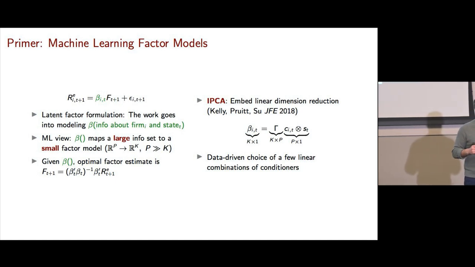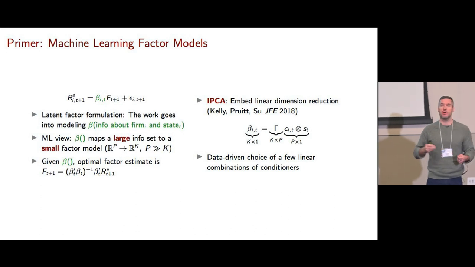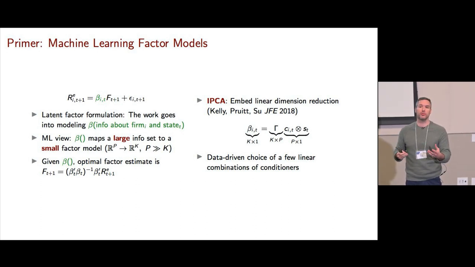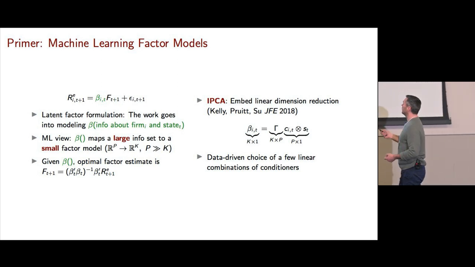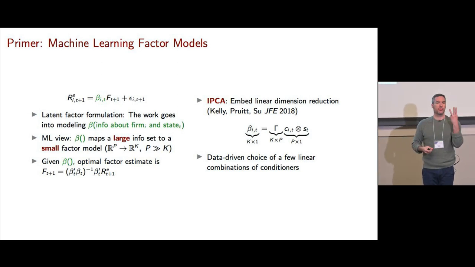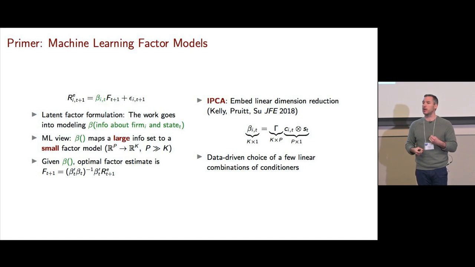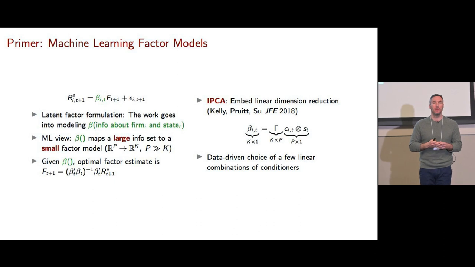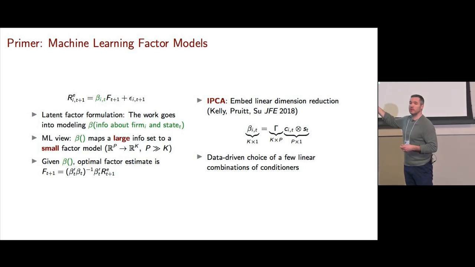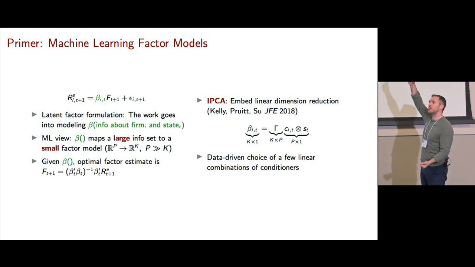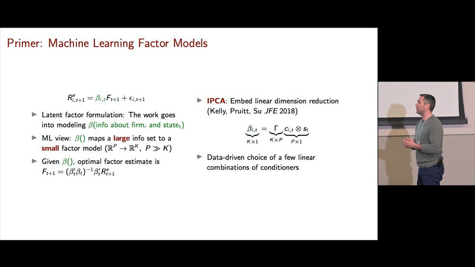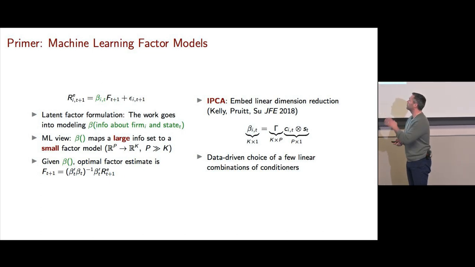The machine learning aspect of this is to say, how do I map 1,000 characteristics into 2 or 3 betas for the individual firm? The answer, in this linear model, you just find the 3 best linear combinations of those characteristics that capture beta, that capture covariation among firms. That's what this gamma matrix is. It's a statistically driven, a data-driven choice for what is the right combination of a big dimensional information set to measure firm betas. Okay. All right, so that's IPCA.